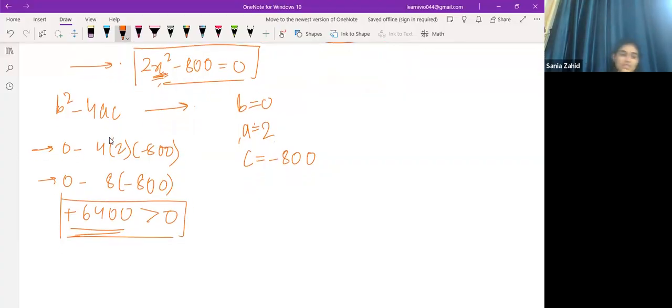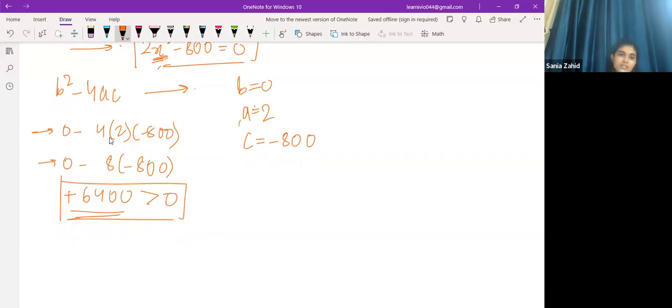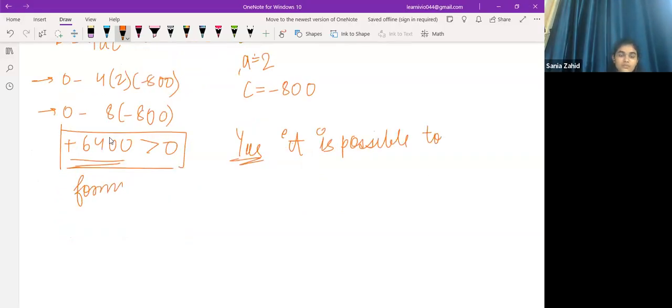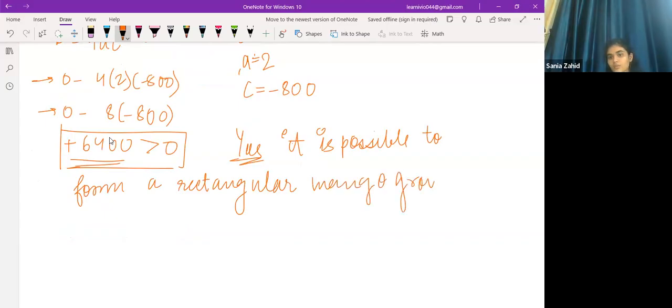So what kind of roots does this equation have? Different roots. So does it have roots or not? Yes. Is it possible to form a rectangular mango grove? Okay.